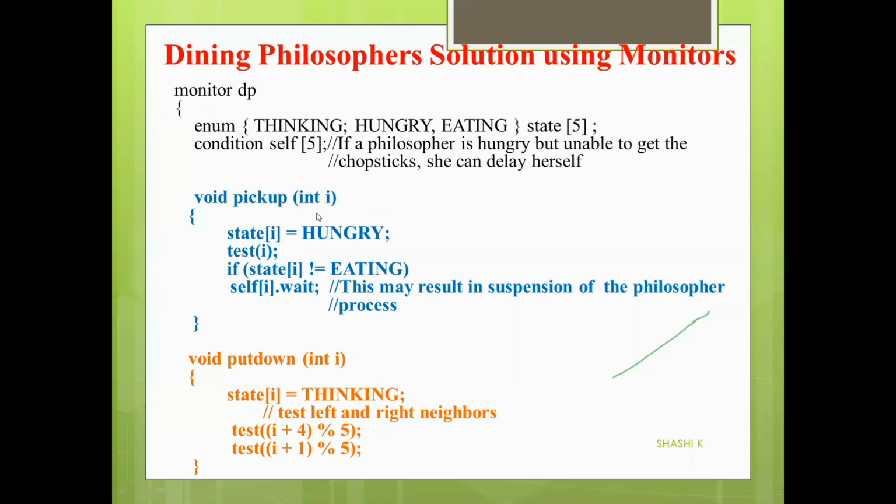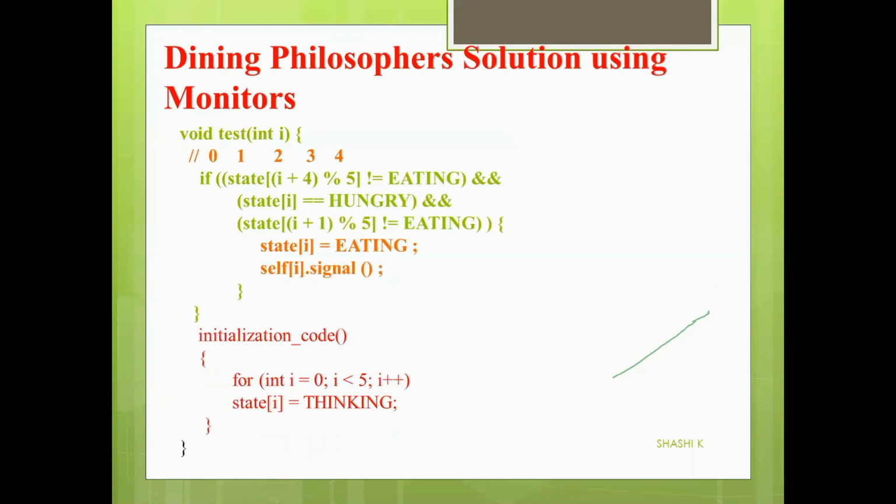When he executes the pickup procedure, he will set his state to hungry, and then he will call the test procedure, test of I. So what happens in test of I? Imagine the philosophers are all seated like this: philosopher 0, 1, 2, 3, and 4, and the chopsticks also are 0, 1, 2, 3, and 4. He has to check the state. If a philosopher wants to go to the eating state, there are three conditions.